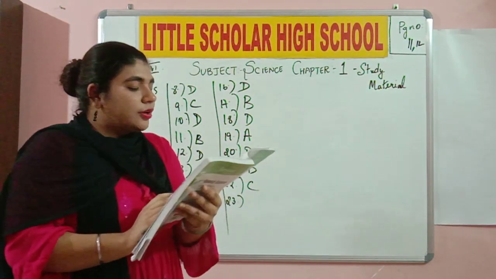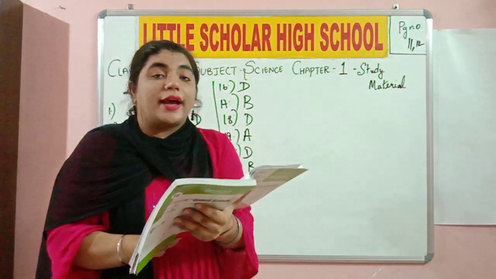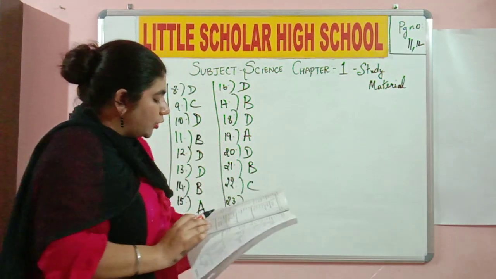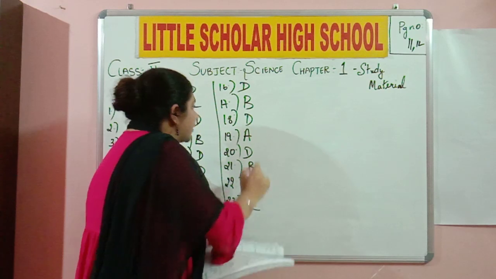23rd one. For cooking boiled rice, we need only dash and dash. What do we need? Rice and water. Yes or no? Only then you can do the boiling. 23rd one, C.